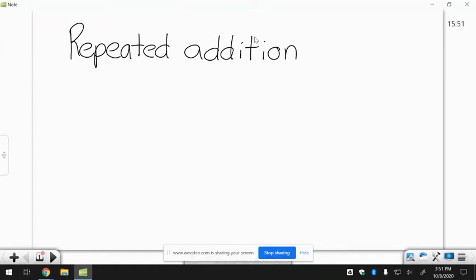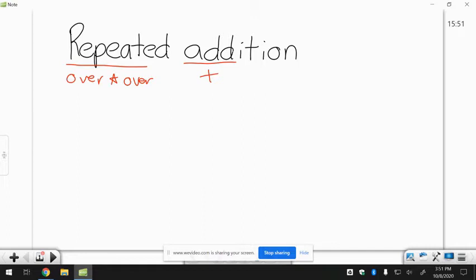All right, guys, so today we're going to be looking at something called repeated addition. Now look at the word repeated addition. I see repeat, which means to do something over and over again. I also see the word add. Add tells me that we're putting something together. So repeated addition is when we add the same number over and over and over again.